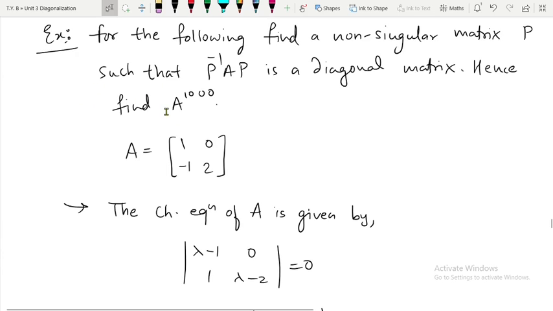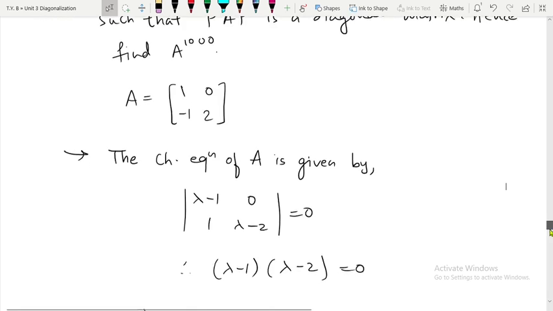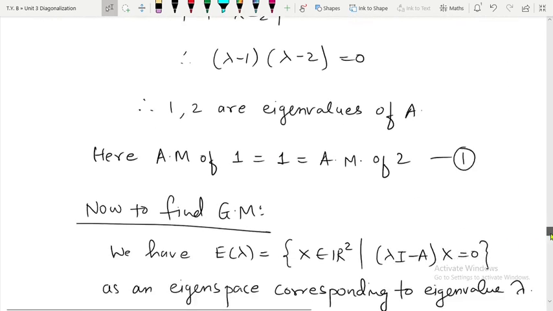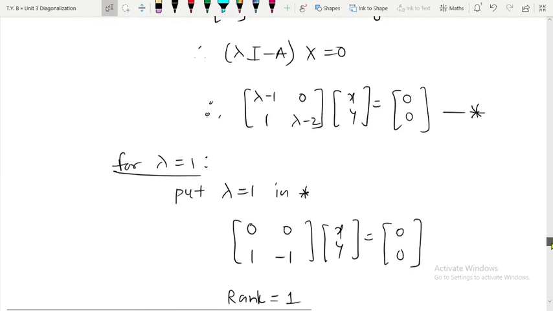Now, if you learn the concept of diagonalization, it is very important that you should be able to solve such types of examples, so therefore we are taking it. Over here I have already done the calculations for you. The eigenvalues are 1 and 2, algebraic multiplicity is 1. Now to find GM, all the steps are done.